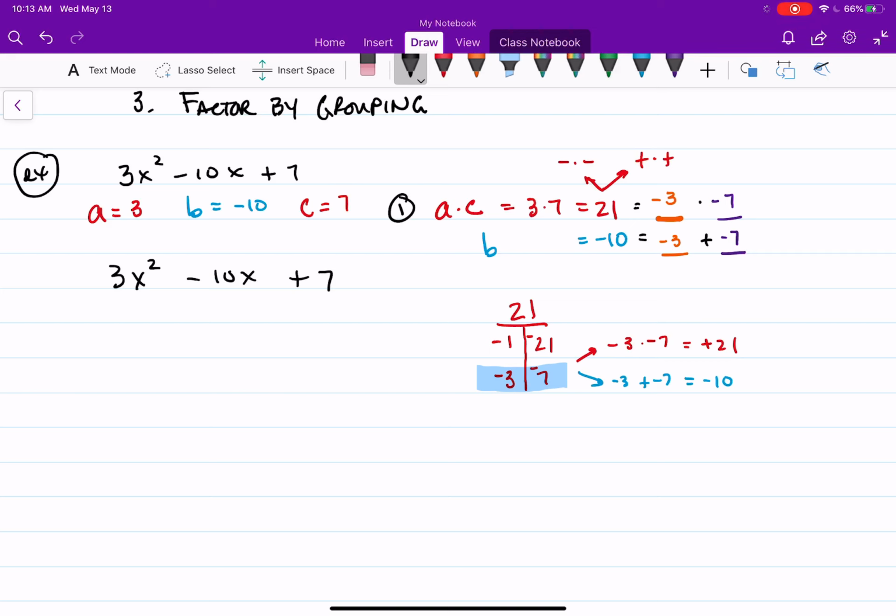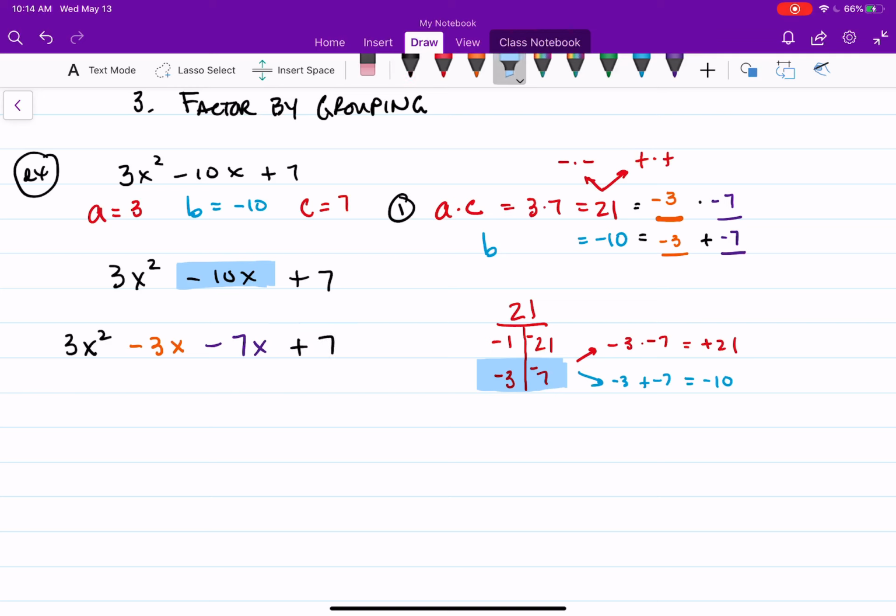Okay, and what I'm gonna do is split. So I'm gonna replace this result here with this, okay? So let's take a look at what that looks like. So I got 3x squared. Now, this is the part you wanna watch. I got minus 3x minus 7x plus 7, okay?